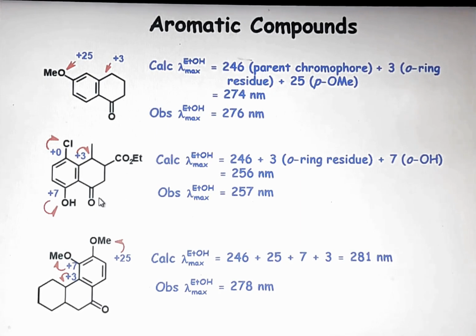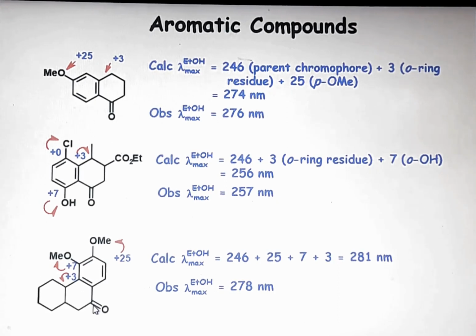Now the second example. In the second example, this is our system. Our system is starting from here. Now on ortho position we have one OH group, so we will add 7 nanometer. On the other ortho position we have one ring residue, so we will add 3 nanometer. On meta position, if Cl is present, we are not going to add anything, the value is 0, no addition on this meta position. Para position, nothing is there. So the total calculated lambda max for this compound is 256 nanometer, while the observed lambda max value is 257 nanometer.